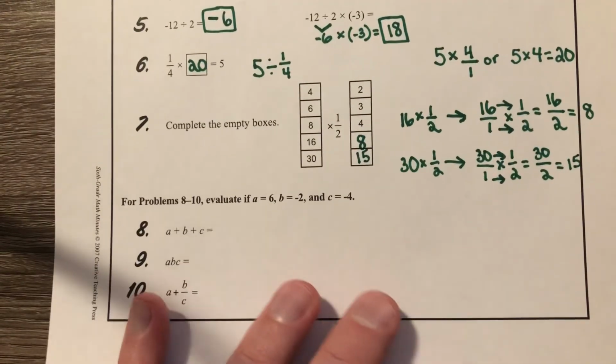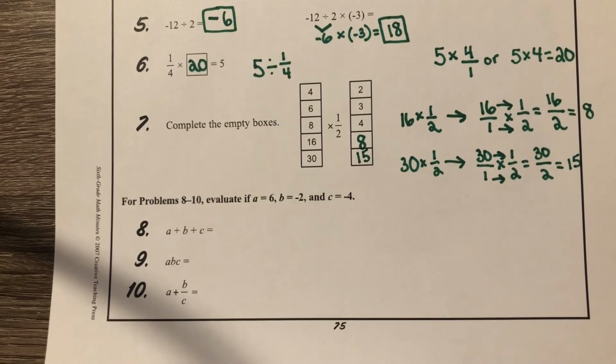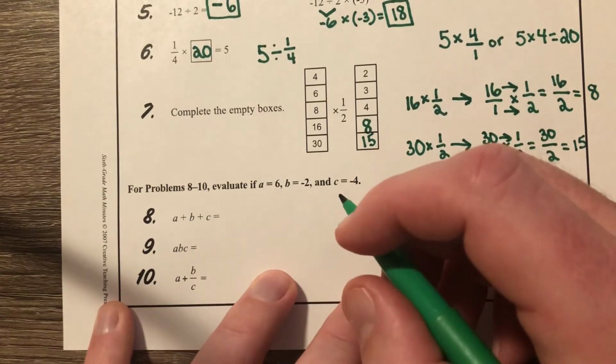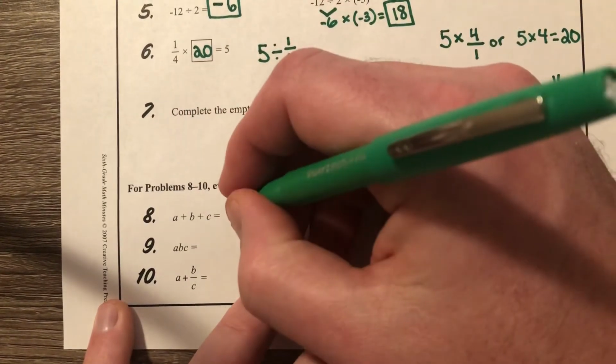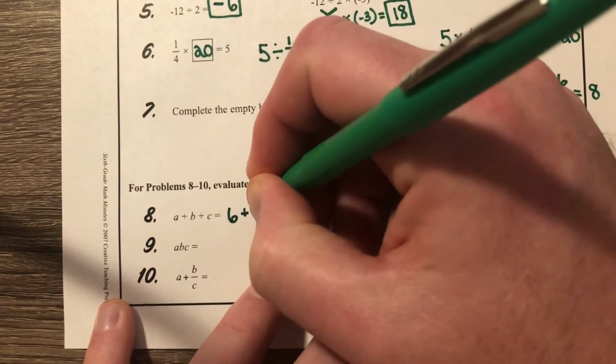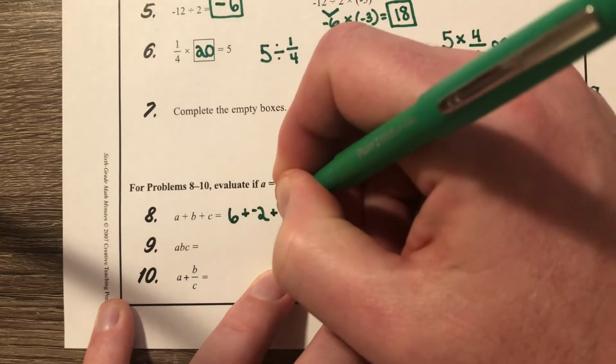All right, for problems 8 through 10, we're going to use the information that they give us here when they say A is equal to +6, B is equal to -2, and C is equal to -4. So we're just going to plug in the numbers and then we're going to solve. So for number 8, I got A plus B plus C. Well, they said A is 6, B is -2, and C is -4.